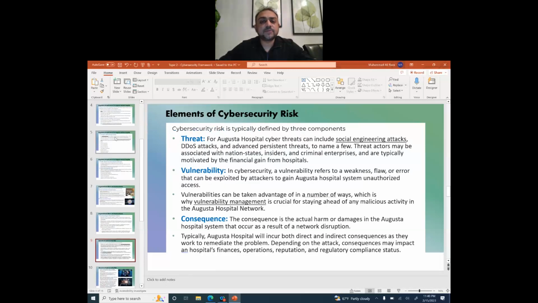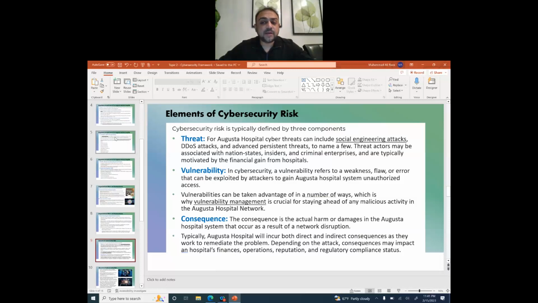The next one is elements of cybersecurity risk. Cybersecurity risk is defined by three different components: threats, vulnerability, and consequences. For Augusta Hospital, cyber threats can include social engineering attacks, DDoS attacks, DoS attacks, and advanced persistent attacks. That could be nationwide attacks as well. These threat actors may be nation-state actors, insider attackers, external attackers, and criminal actors are also involved. Sometimes they are motivated by financial gain, especially in the hospital system, or by a wish to hurt the brand as well. So we should be very aware of the threat. That is one of the typical components of cybersecurity risk, so we should always consider it as a risk.